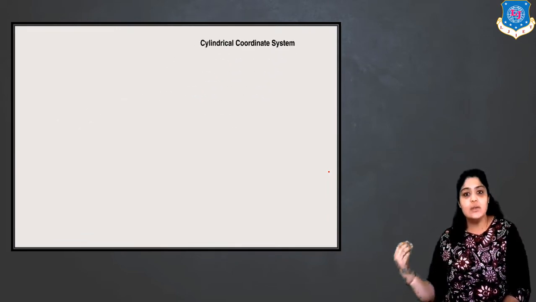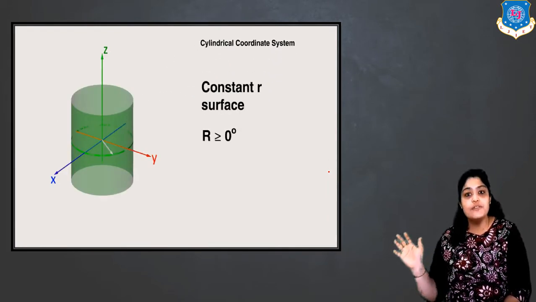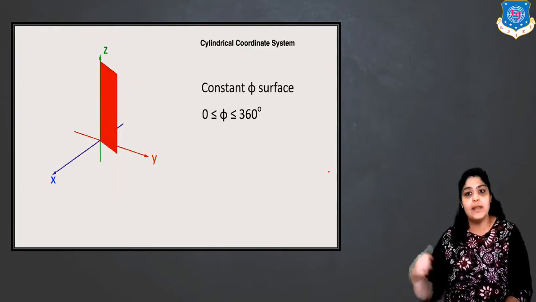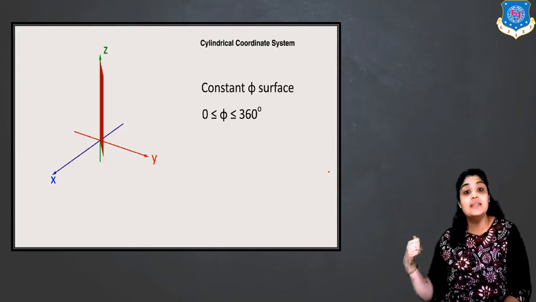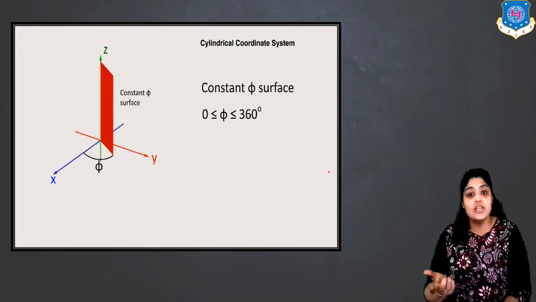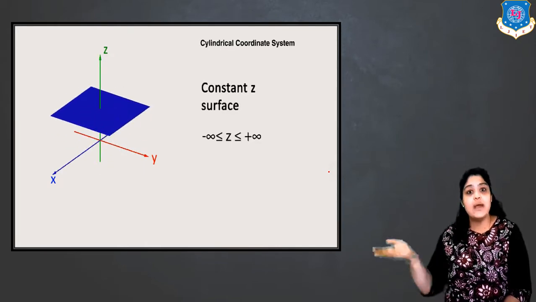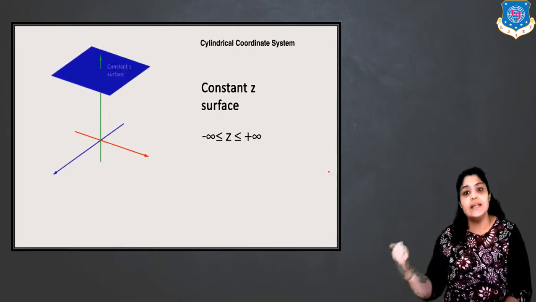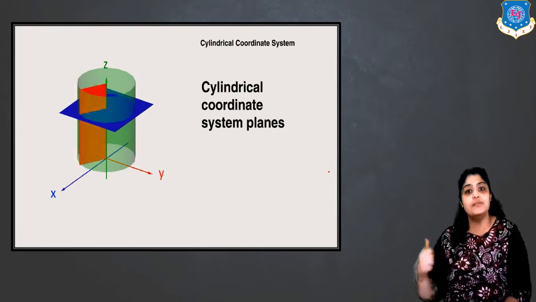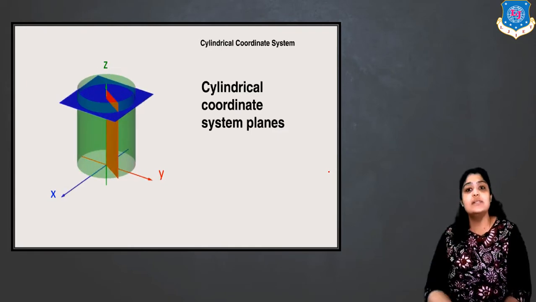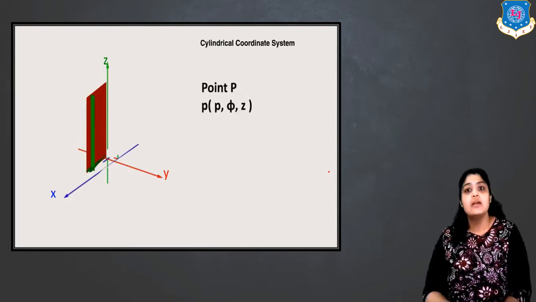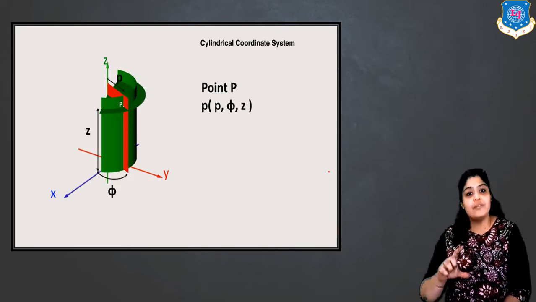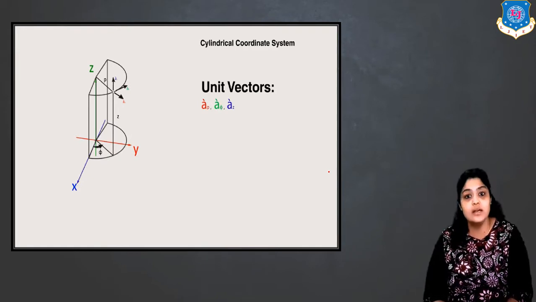So let's just start with this. You have a constant surface r. You can see that the position vector is moving along the xy plane. Then you have a constant phi surface, because phi is the angle which can change along the xy plane, and this is a constant z surface which represents the height. It varies from minus infinity to plus infinity. So this is how the cylindrical system is denoted. This is the point in a cylindrical system wherein we have two plane surfaces and one curved surface.